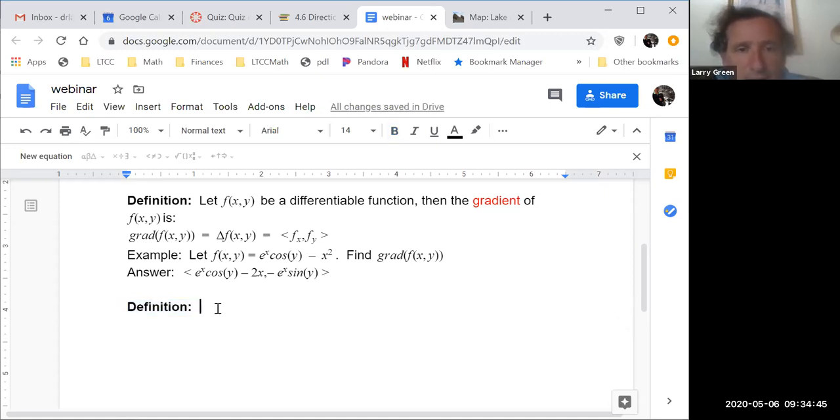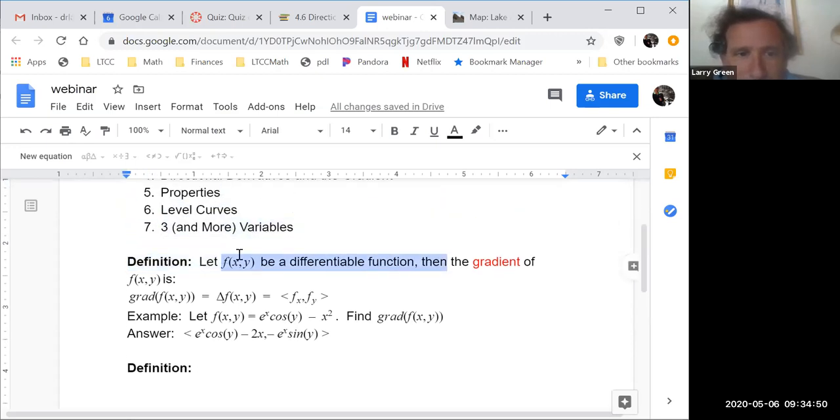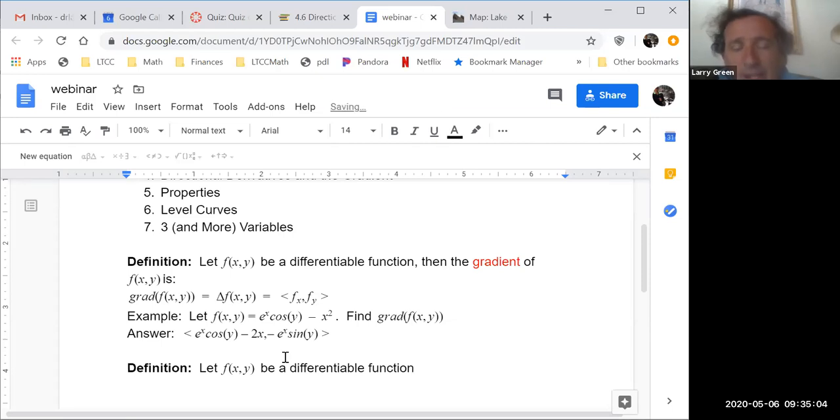All right, so I'm going to copy and paste, because I'm going to start out with: let f of xy be a differentiable function. Pretty much everything we do in this class is we want a differentiable function. But now we need to say, well, what direction are we walking in? Are we walking northwest? Are we walking southeast? Are we walking, I don't know, northeast? What direction do you want to take that little step in?